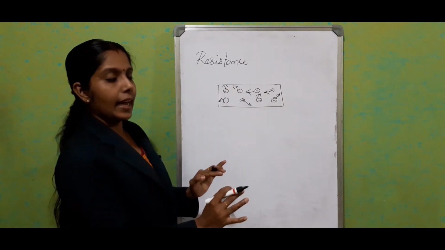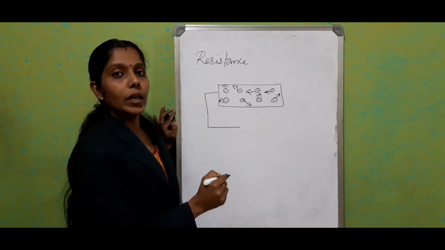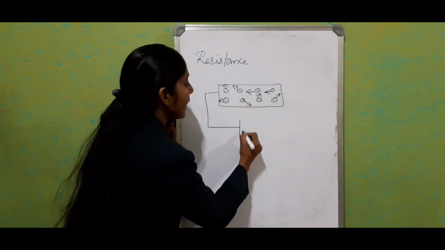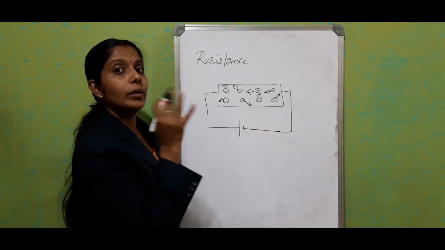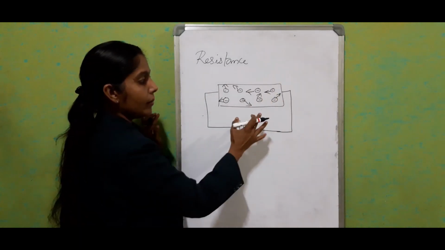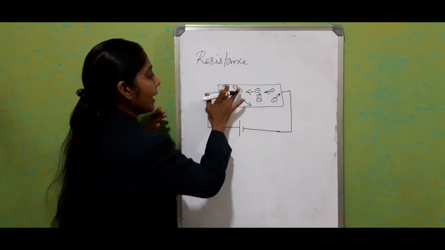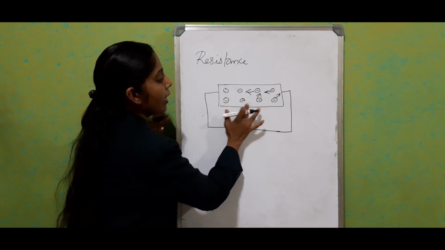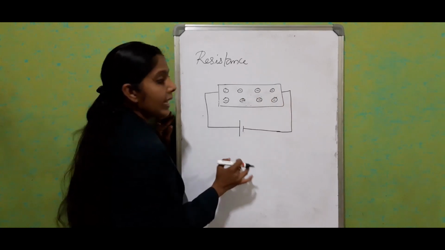Now just consider that we are going to connect the conductor to an external battery. In this condition, let's see how the electrons will move. It was under random movement till it connects. Once it is connected, this random movement is going to align in the same direction. The entire set of electrons is going to move in the same direction.